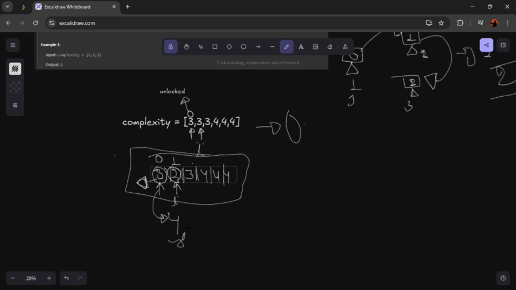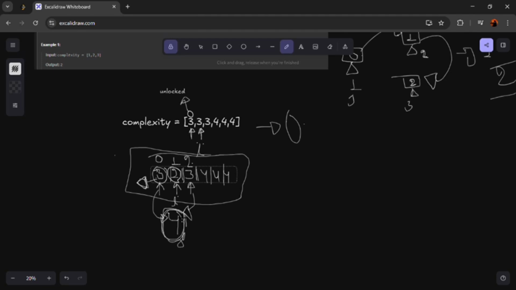Now this 3 cannot be unlocked by this. Okay, as this first index computer is unlocked, but this cannot unlock the second computer. Why? Because the complexity of the second computer is less than the complexity of 1, but it must be greater for it to be unlocked. Okay, now you can see this is an unlocked computer. Okay, so this is how this computer will be unlocked.